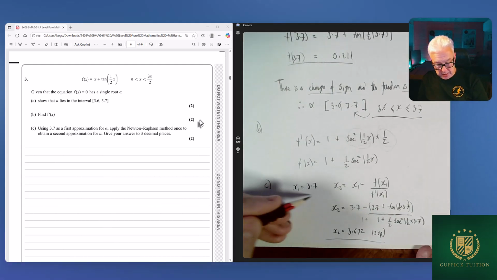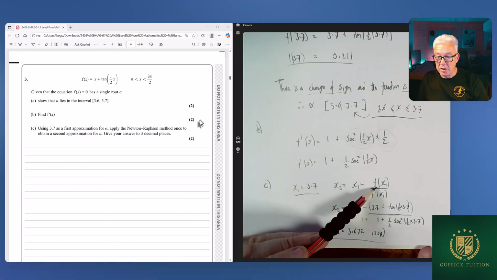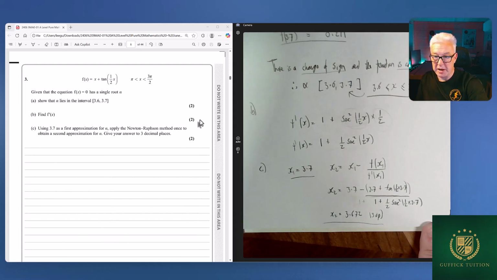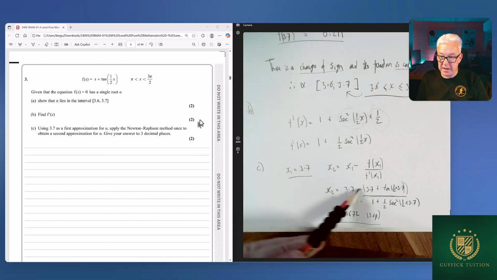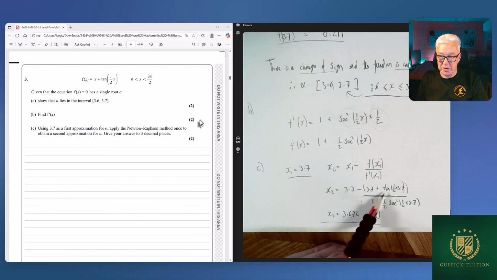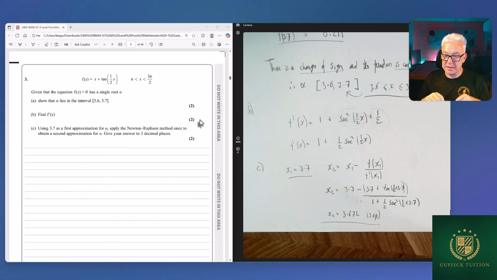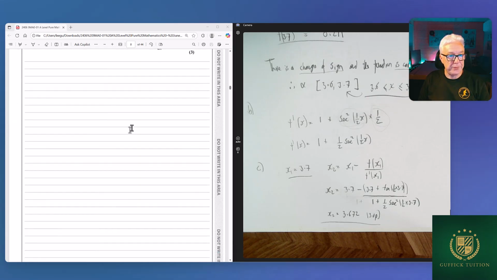So we're just going to write that formula down. In this case, that means that x2 is going to be x1 minus f of x1 over f dashed of x1. So we can just sub in the results that we had previously. Our x1 was 3.7, and f of 3.7 is 3.7 add tan of a half times 3.7, and our f dashed of x with 3.7 in would be 1 add a half sec squared of a half times 3.7. We put all of that in, and that gives us 3.672, correct to 3 decimal places. So that's question 3 on this paper, a nice little Newton-Raphson numerical methods question.